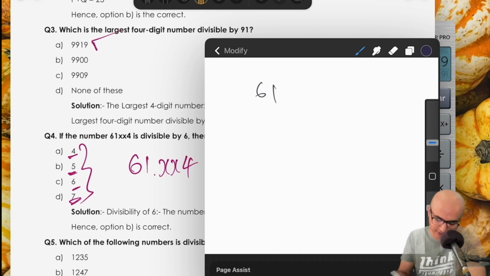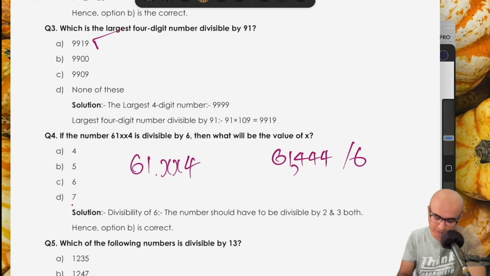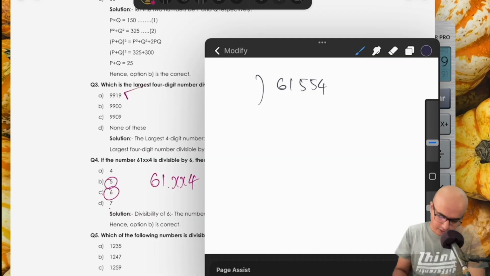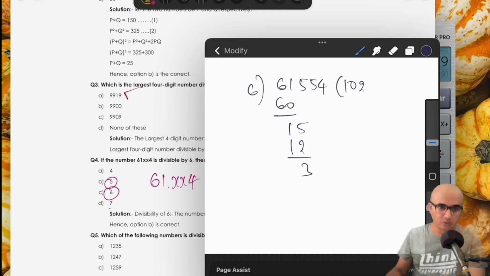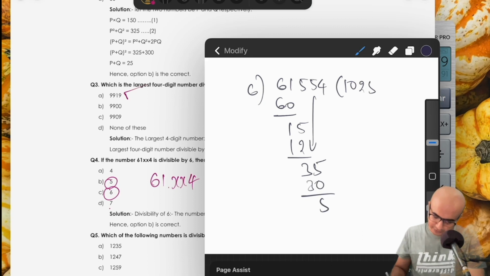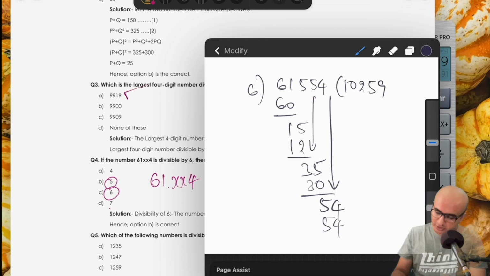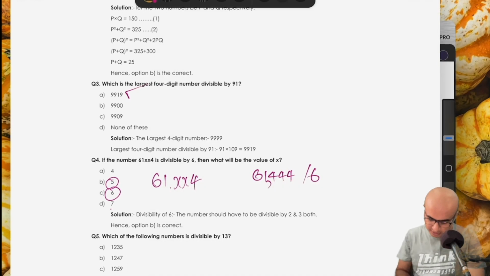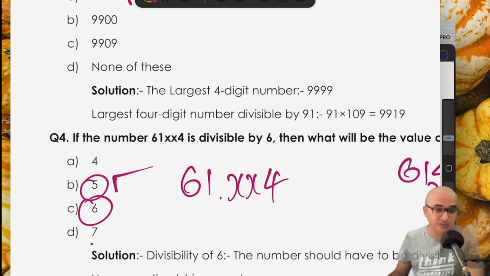Then instead of 4, I will now replace it with something else, which will be 5. 61 10 times is 61, then 5 carried down, 6 twos are 12, then 3 carried down, so 3 remainder, then 5 again carried down, 6 5s are 30, 5 carried down, and 4, when I bring it down it is 54, and we know 6 9s is 54. So therefore that xx should be replaced by option B, which is 5, and then the number would be perfectly divisible by 6.